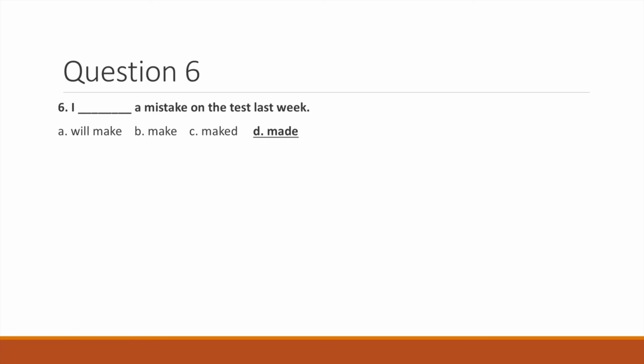Question 6. I blank a mistake on the test last week. In this statement, we have last week. This tells me we're talking about something in the past. The main verb, make, can be formed in the past tense by changing it to made, an irregular past tense verb, so D is the correct answer.